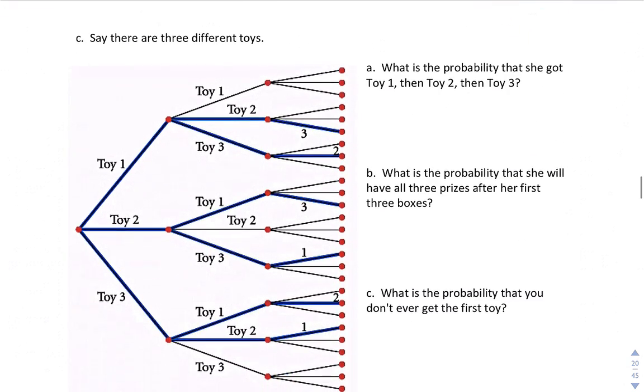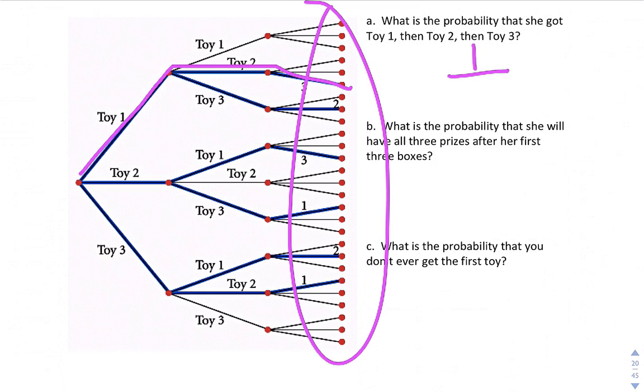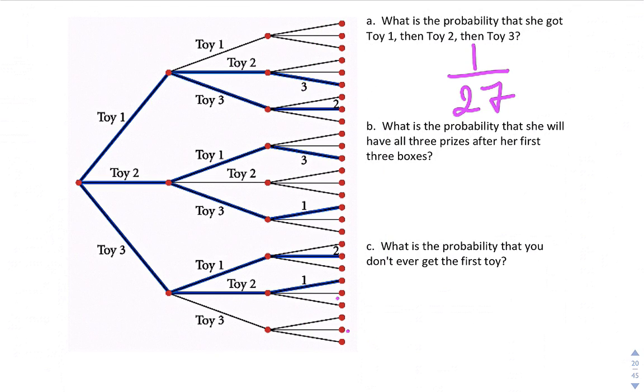Okay, say there are 3 different toys. What's the probability she got toy 1, and then toy 2, and then toy 3? So that's this way. It's 1 out of, if we count all of these, it looks like it's 27. All right, that as a percent would be about 3.7%.